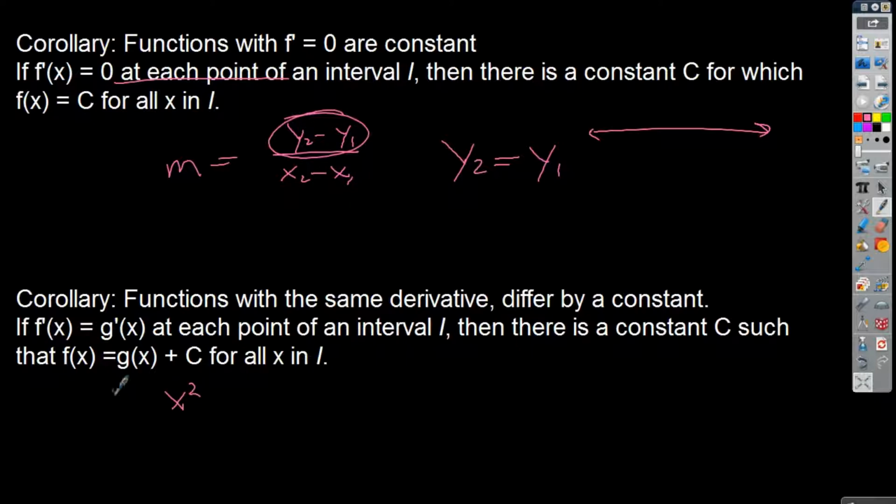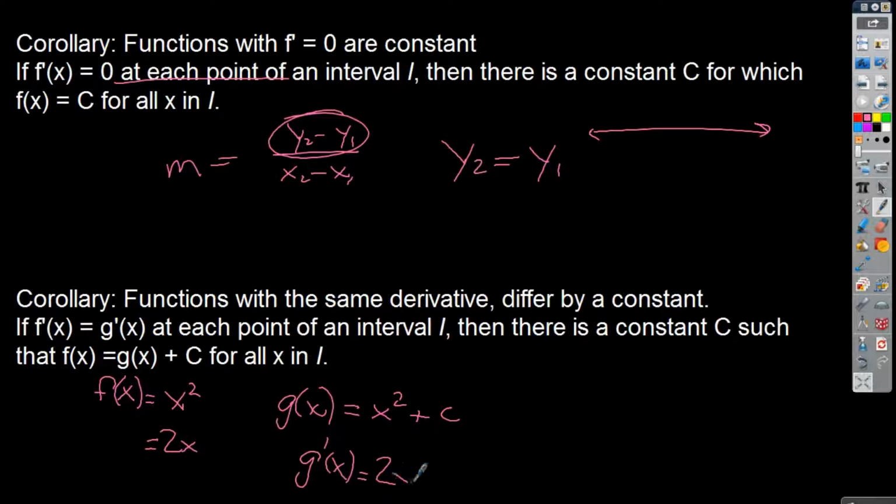Let's say I had f of x equals x squared. The derivative is 2x. Well, if I had g of x, there's lots of other functions that would give me the same derivative, but they have to be x squared plus some number. Because when I take the derivative of a constant, it goes to 0, and I get g prime of x equals 2x.